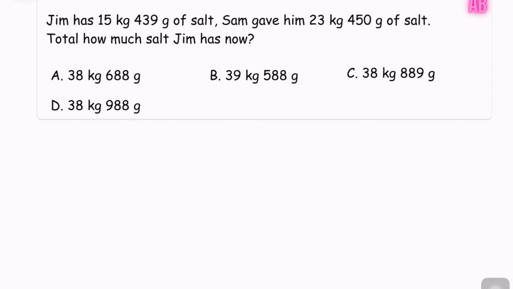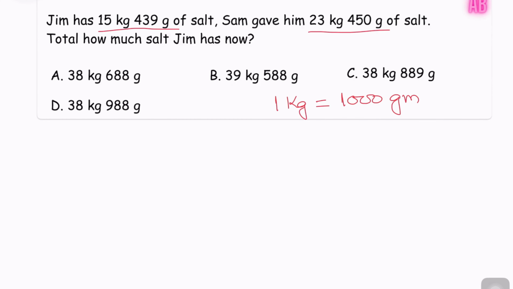This is the next question on your screen, and this question is also about kilogram and gram. Again, just for the revision perspective, 1 kg is equal to how many grams? 1000 grams, okay? So now this question is asking how much salt there is in total. So Jim has purchased 15 kg, 439 grams of salt. Sam gave him 23 kg, 450 grams of salt. Total how much salt does Jim have, okay?